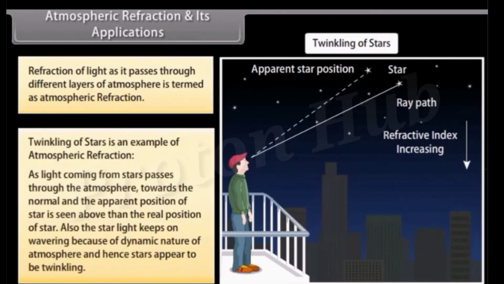As light coming from stars passes through the atmosphere towards the normal, the apparent position of the star is seen above the real position of the star. Also, the starlight keeps on wavering because of the dynamic nature of the atmosphere, and hence stars appear to be twinkling.